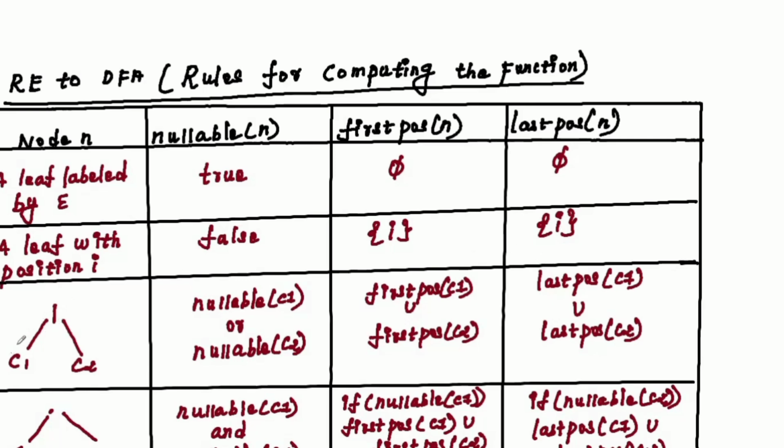An OR node, c1 or c2: this node represents a choice between two expressions, either c1 or c2. In terms of nullability, this node is nullable if either one of the sub-expressions is nullable. That's why nullable of n equals nullable of c1 or nullable of c2. As for positions, firstpos of n includes all positions that could appear first from either c1 or c2, that is, the union of their first positions. And lastpos of n includes all positions that could appear last, that is, the union of lastpos of c1 and c2.